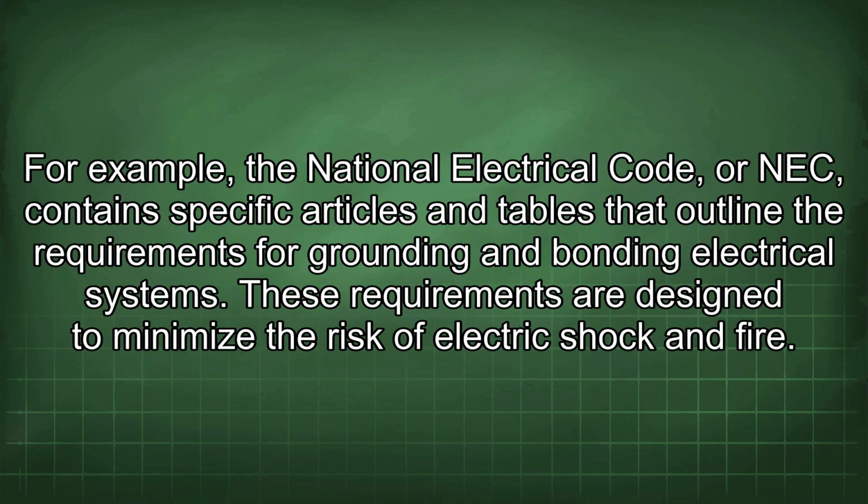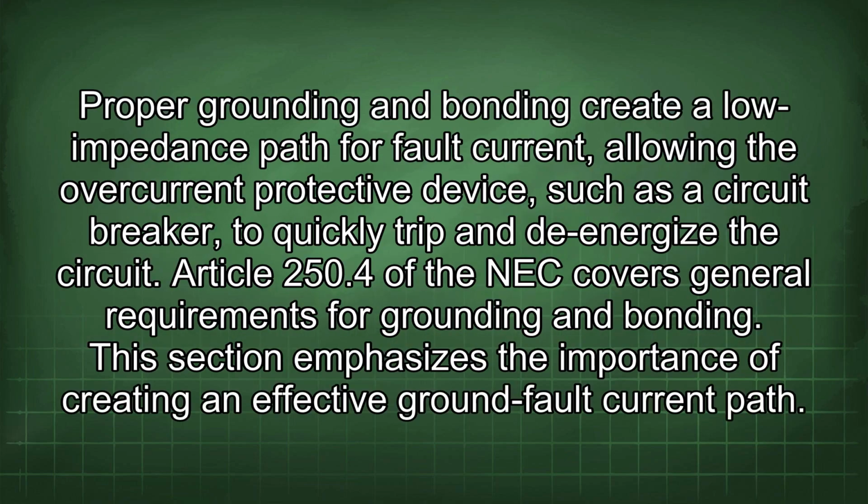For example, the National Electrical Code, or NEC, contains specific articles and tables that outline the requirements for grounding and bonding electrical systems. These requirements are designed to minimize the risk of electric shock and fire. Proper grounding and bonding create a low impedance path for fault current, allowing the overcurrent protective device, such as a circuit breaker, to quickly trip and de-energize the circuit.